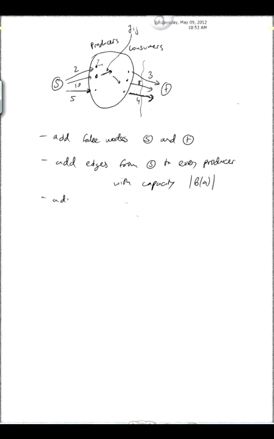And we're going to add edges from every consumer to T with capacity whatever the demand of that consumer is. So that's the basic idea of the producer-consumer problem. So let's look at our next application for max flows.